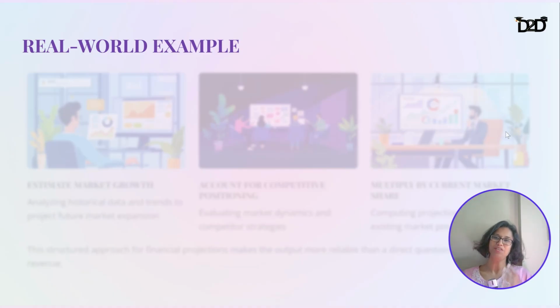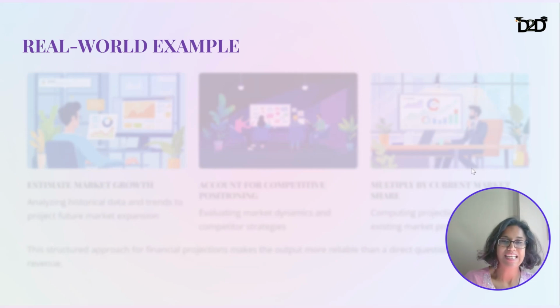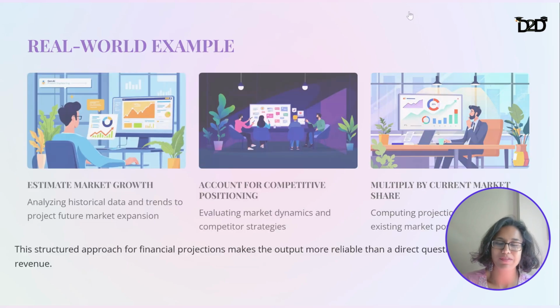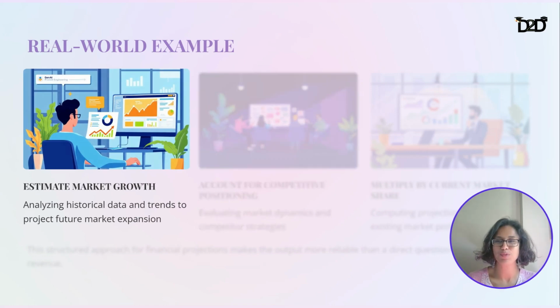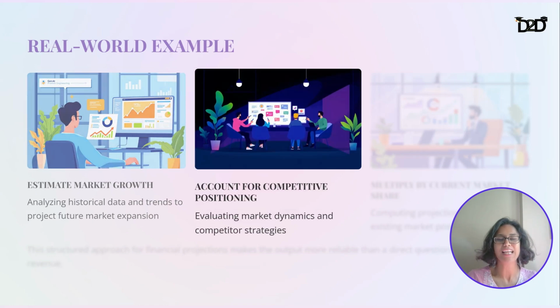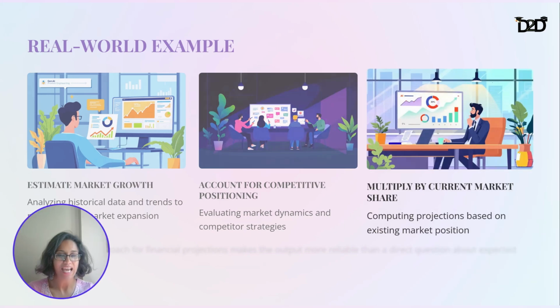Now, let's see a real world example. Suppose you're working on a financial projection. Instead of asking the AI, what is the company's expected revenue in 2025, you prompt it to calculate step by step. The first step would be to estimate market growth. Here, you would ask the AI to analyze historical data and trends to project future market expansion. The next step would be to account for competitive positioning, evaluating market dynamics and competitive strategies. And finally, multiply by current market share.